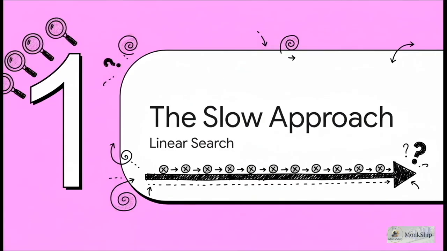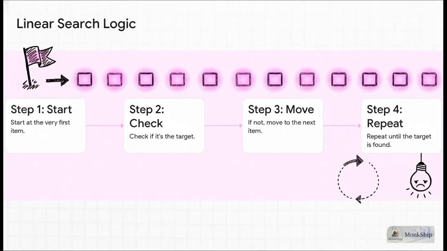So let's start with the obvious, slow approach, linear search, also known as the brute force method. You kind of have to see this one first to really get why the other way is so genius. The logic here is about as simple as it gets. You just start at the very first thing in the list. You check it, and if that's not what you want, you move to the next one, and the next one, and the next. You just keep going until you hopefully find your target. It works, for sure, but it's not exactly what you'd call clever.